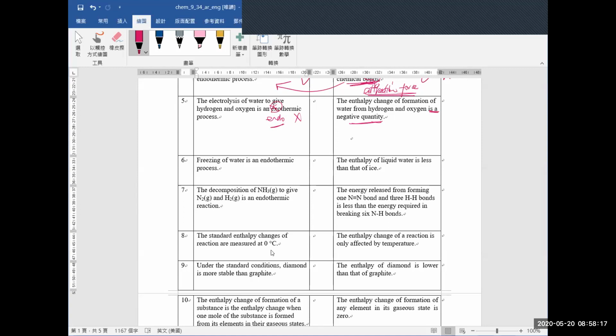And you may find the word formation. Enthalpy change of formation of water from hydrogen and oxygen is a negative quantity. So what is that? If you talk about enthalpy change of formation, it means hydrogen and oxygen form what? To form water. So you are going to refer to this equation. A negative quantity of enthalpy change means delta H is negative. So exothermic means gives out heat. Is it correct for this reaction?